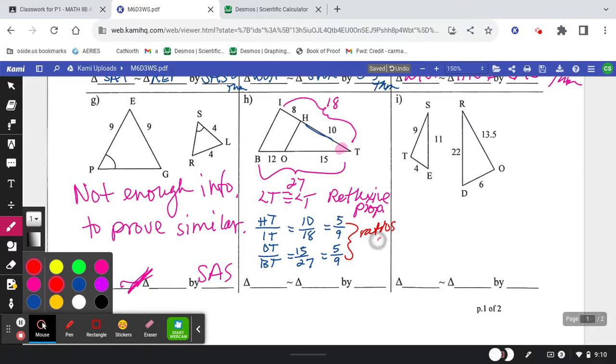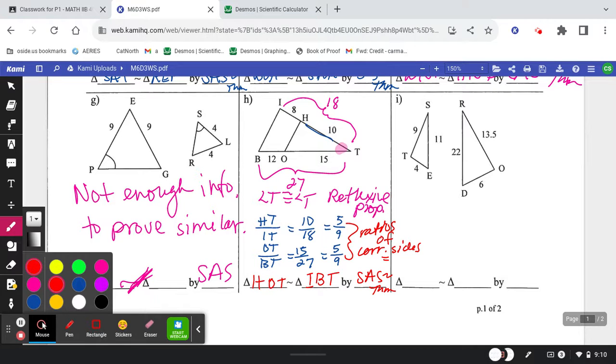Ratios of corresponding sides are equal. So I can use side angle side similarity theorem for this. Okay, triangle HOT is similar to IBT.